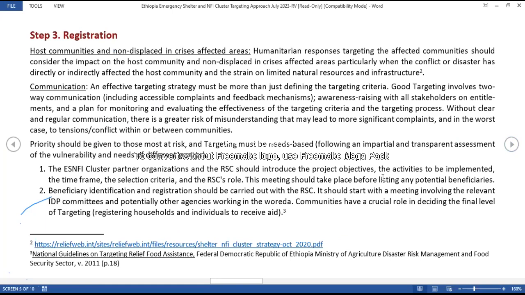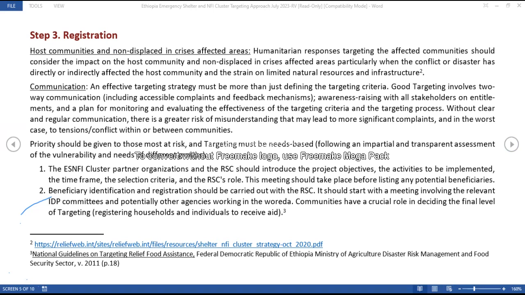So the third step, once we have formed the beneficiary selection committees, as we usually do, we'll proceed with the registration process. Once we have done a clear briefing about the project package and the scope, and clearly formed the beneficiary selection committees, the selection committees will start the beneficiaries registration.